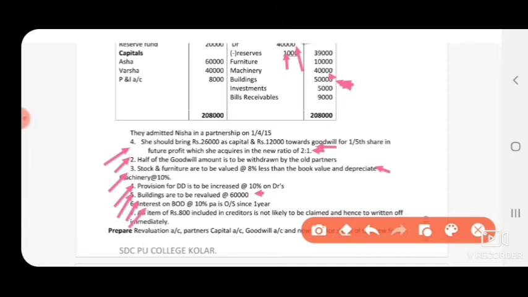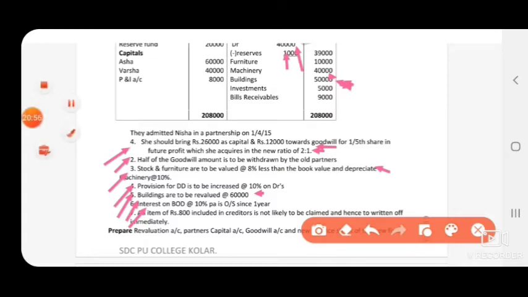Next, an item of rupees 800 included in creditors is not likely to be claimed, hence to be written off. So it is a discount we can say here. One of the creditors is not claiming, he is not asking, it means he is giving a discount. So receiving a discount is an income. So revaluation account credit side, and again under balance sheet, liability side, we have to minus this 800 from the creditors amount.